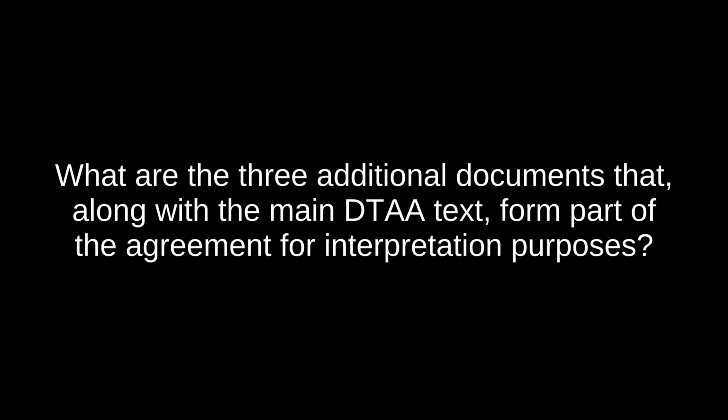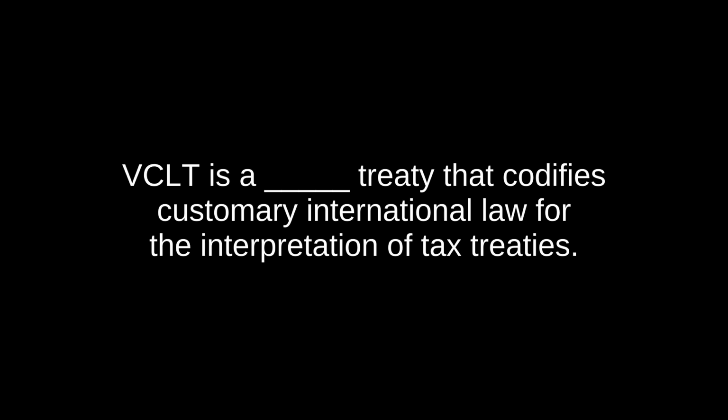What are the 3 additional documents that, along with the main DTA text, form part of the agreement for interpretation purposes? Protocols, memoranda of understanding (MOU), and exchange of notes. VCLT is a treaty that codifies customary international law for the interpretation of tax treaties. VCLT is a multilateral treaty.